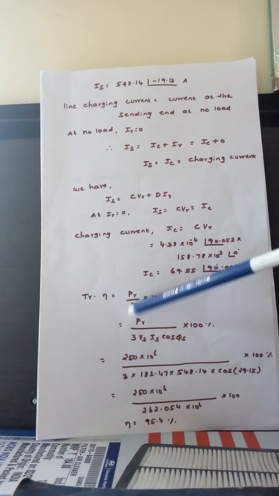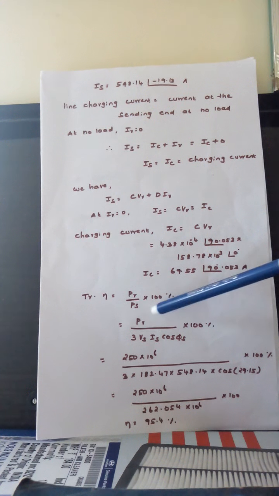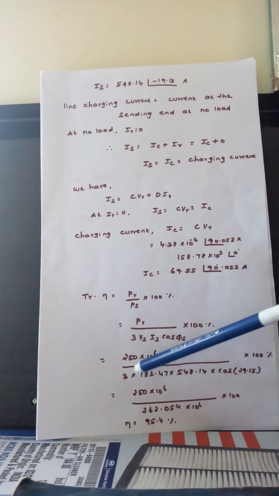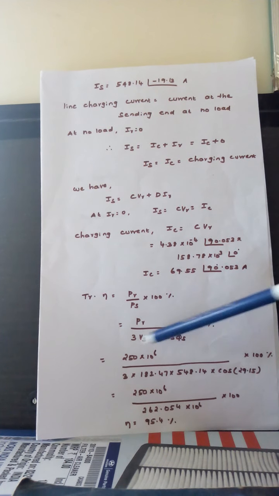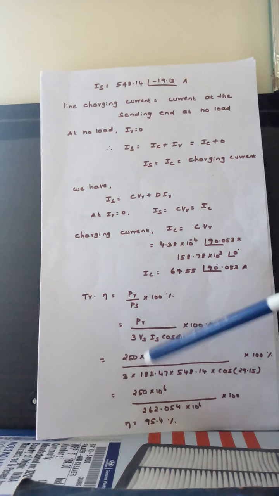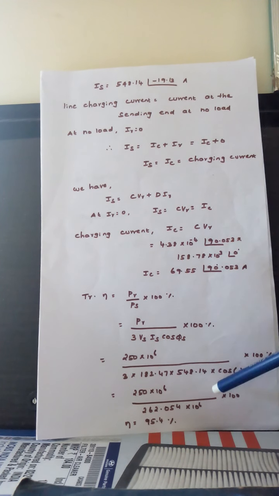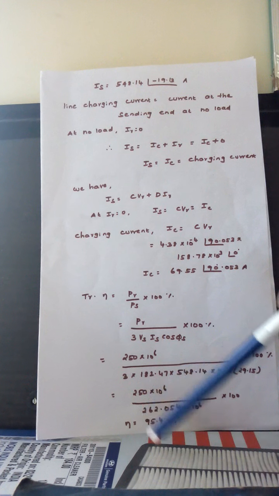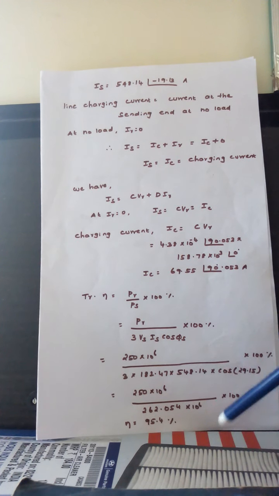Next is the transmission efficiency, that is PR divided by PS into 100, the receiving end power divided by the sending end power, into 100. PR they have given as 250 into 10 to the power of 6, in terms of megawatt, divided by 3 into VS which is 182.47 and IS which is 548.14, already we got, and cos phi S they have given as 29.15. So if you substitute here, we'll get the efficiency as 95.4%.